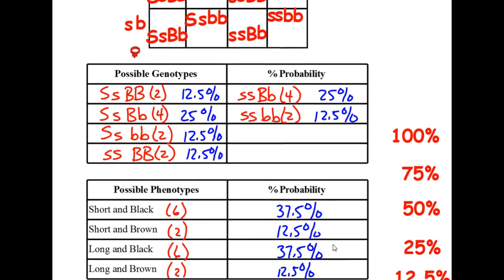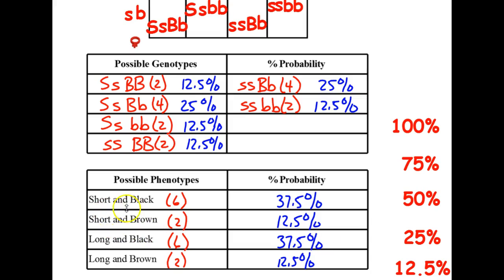Looking at possible phenotypes, for short and black, remember, to be short means you have to have a capital S, and to be black means you have to have a capital B. Well, we have 6 possibilities for that. To be short and brown, capital S and homozygous recessive, so you have to have little b. There are only 2 that fit that description right there.